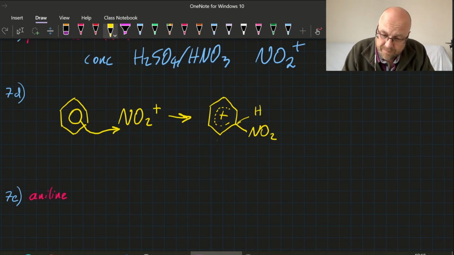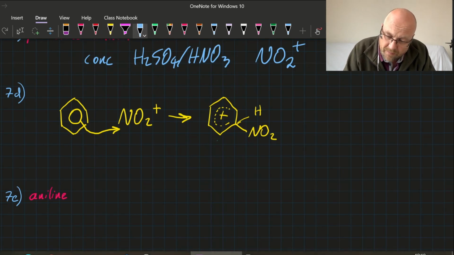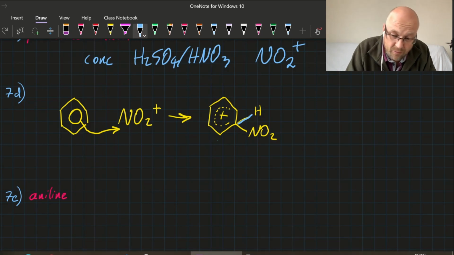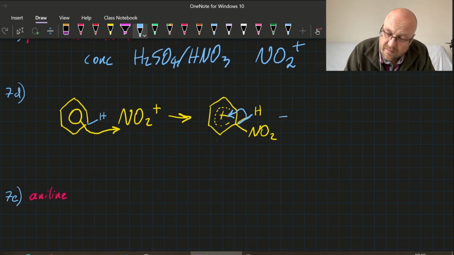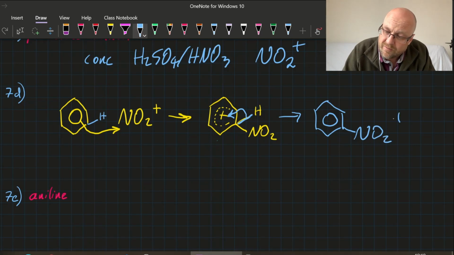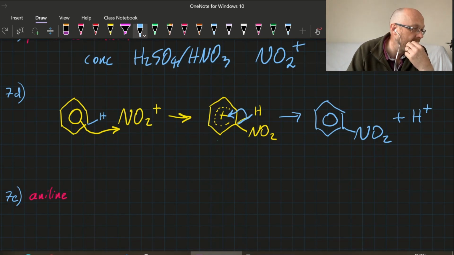Next step. Well, the electrons in that bond to the hydrogen that frankly was always there. You know what? I'll just draw it in. They go back and complete that ring again. Fantastic. So now the ring has been reformed. I've got my NO2 and that H dropped off as an H+. I wonder if that's enough for my 4. Yes.